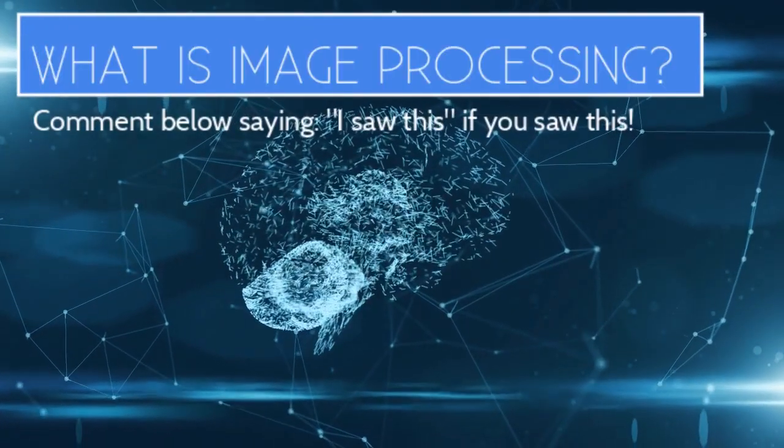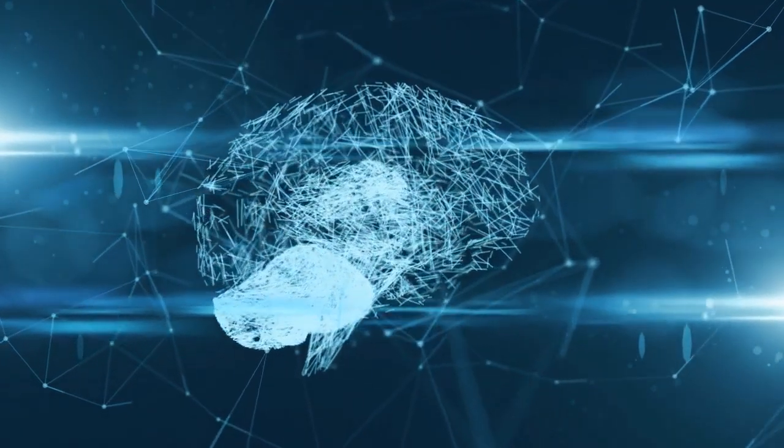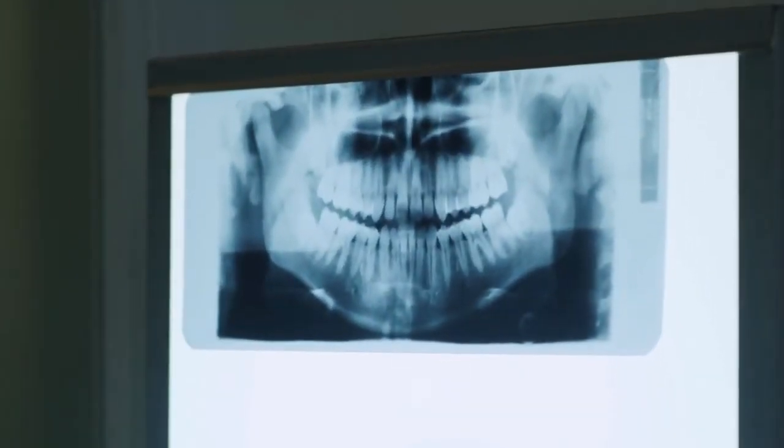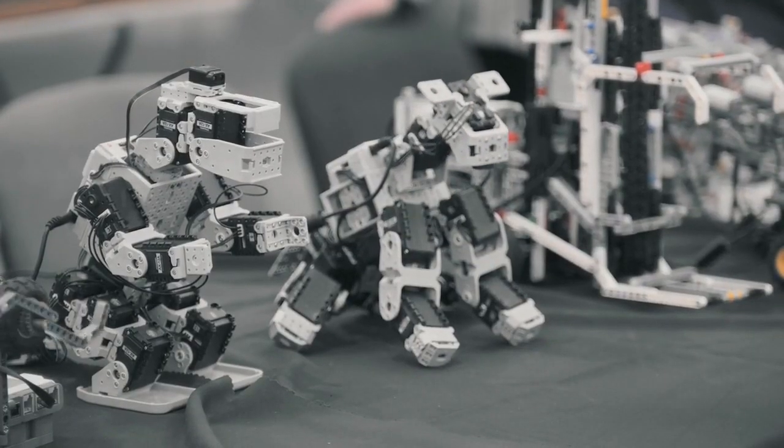So what exactly is image processing? Image processing is a method where we perform some operations on an image in order to get an enhanced image or to extract some useful information from it. Today, we're going to be doing a lot of amazing image processing. This has become a really revolutionary field, from medical imaging, robotics, to self-driving cars.